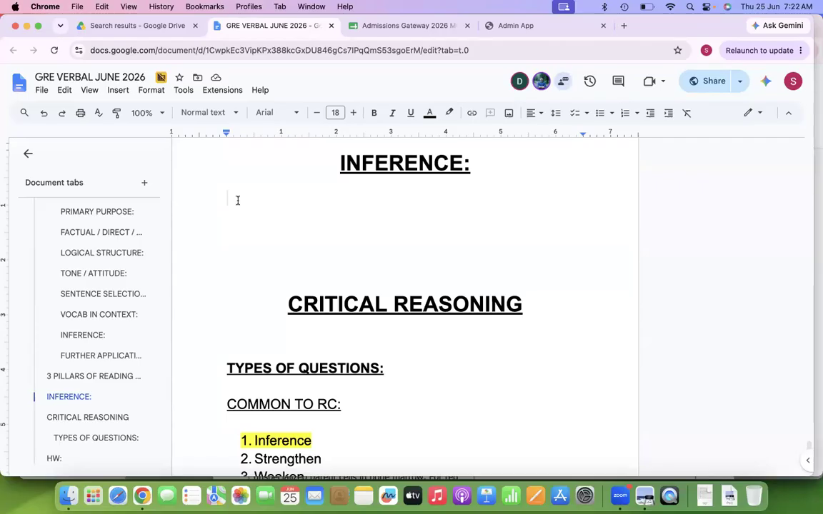Anybody else wants to add to it? Aditi, what does it mean to draw an inference? It means to draw a conclusion or a plausible conclusion within the context of what the author is trying to say. Draw a conclusion, okay? I'm going to take that.